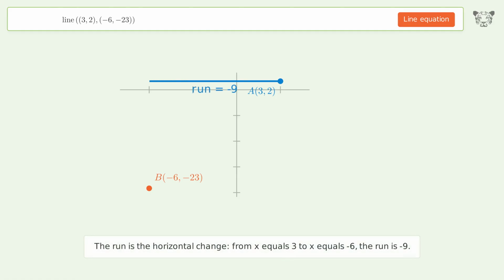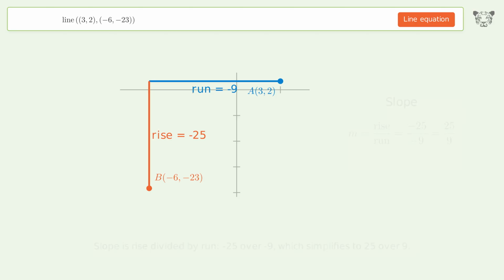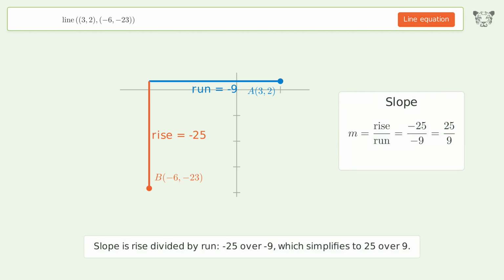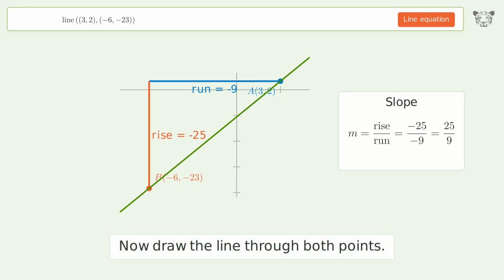The run is the horizontal change, from x equals 3 to x equals -6, the run is -9. The rise is the vertical change, from y equals 2 to y equals -23, the rise is -25. Slope is rise divided by run, -25 over -9, which simplifies to 25 over 9. Now draw the line through both points.